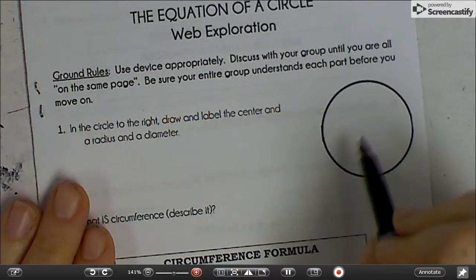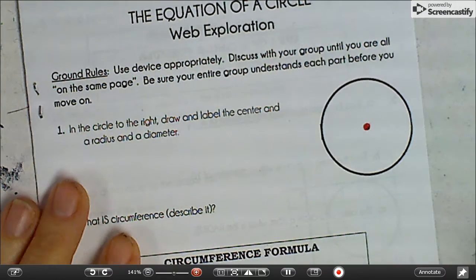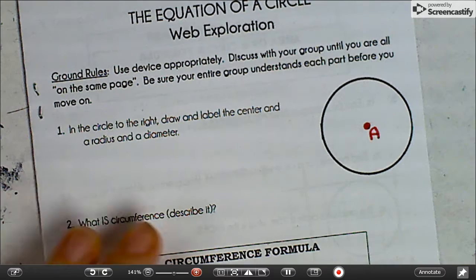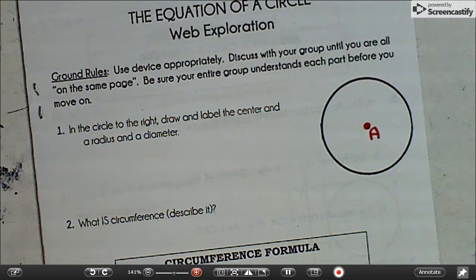In this circle, we want to draw and label the center. So there's our little center. When you use the center of a circle, you use one letter to name it. Any letter, but this would be called circle A. When you see a circle named, it's talking about that center point. That's the name they're giving the circle.